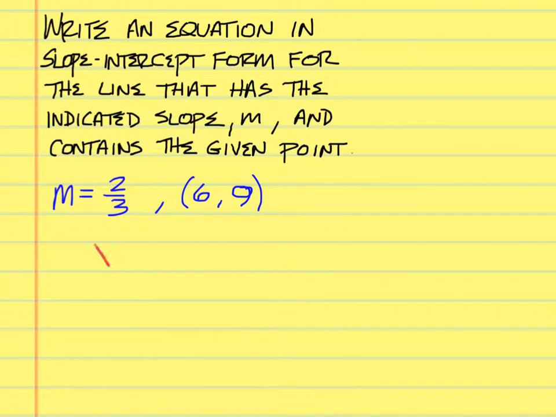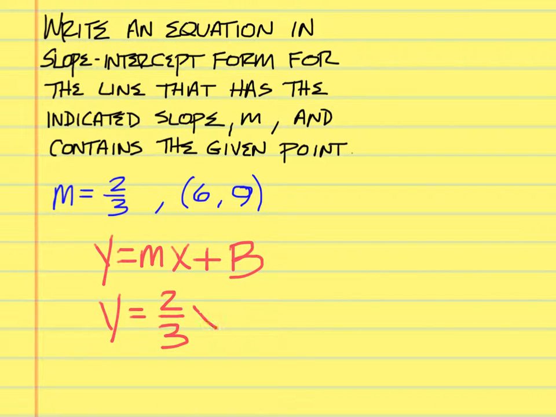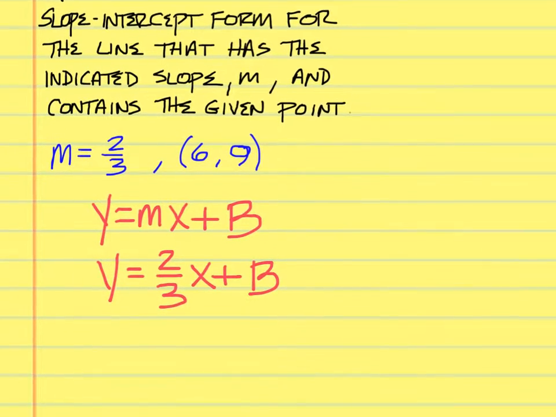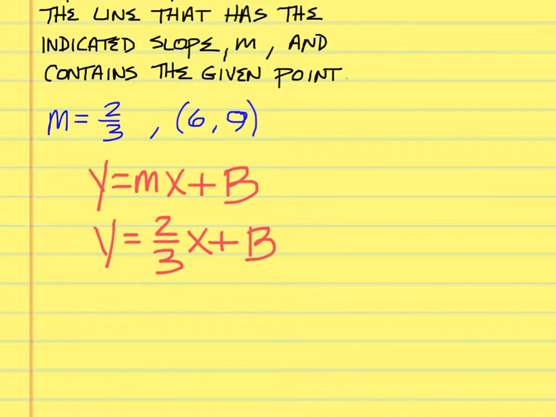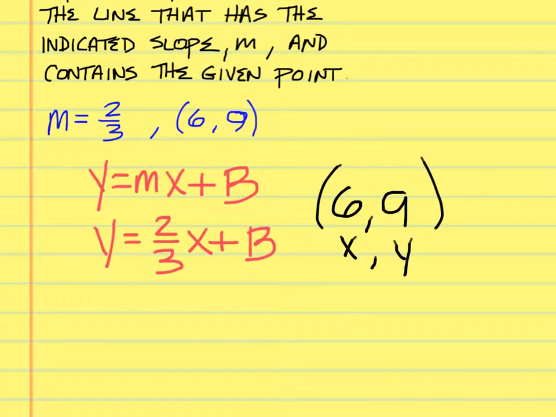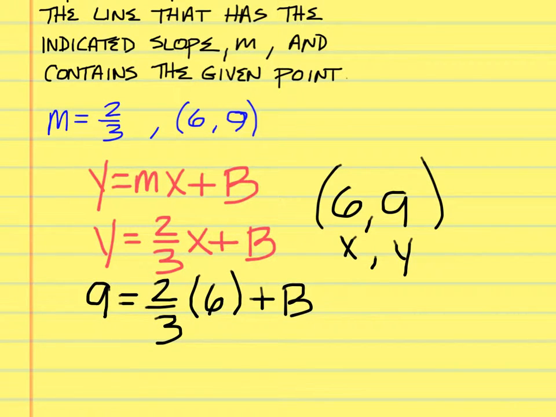Okay, so if you're going to use y equals mx plus b, in the last problem we had to find the slope. In this one, it's given to you. It's 2/3. And you have the point of 6, 9 that you have to use. So that's what we will put in there. The point is 6, 9, and that is x, y. So y is 9, and x is 6. Now solve for b.